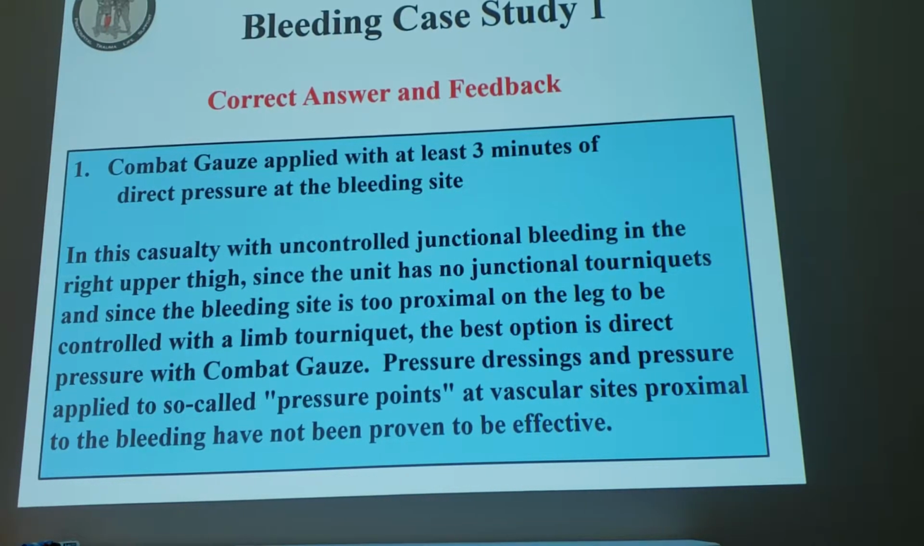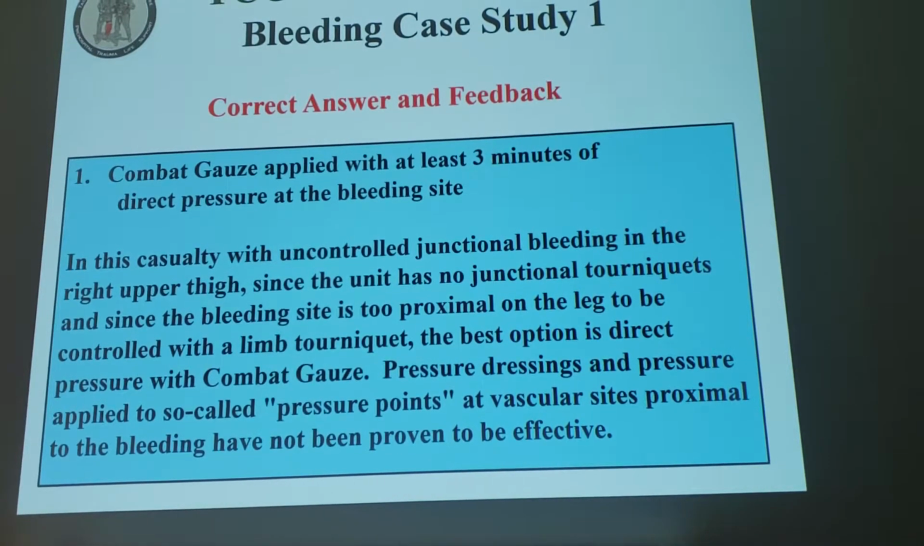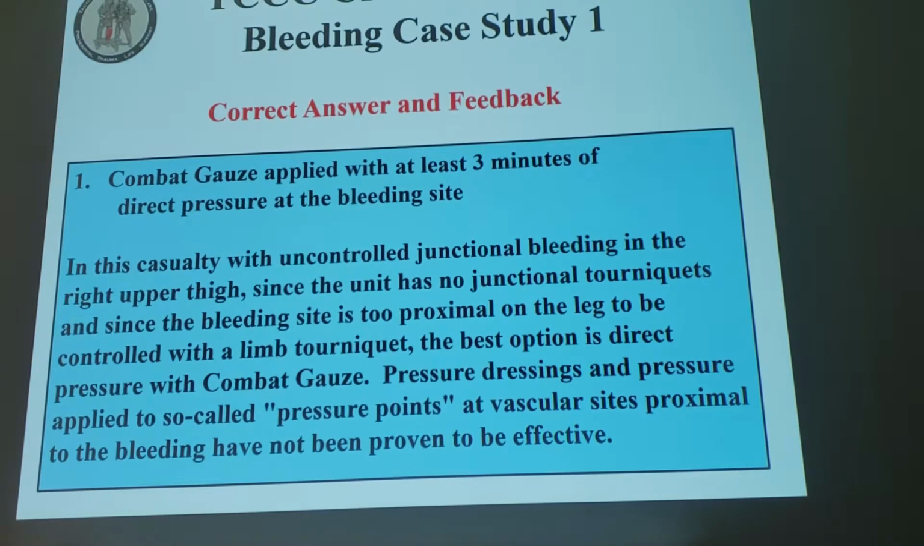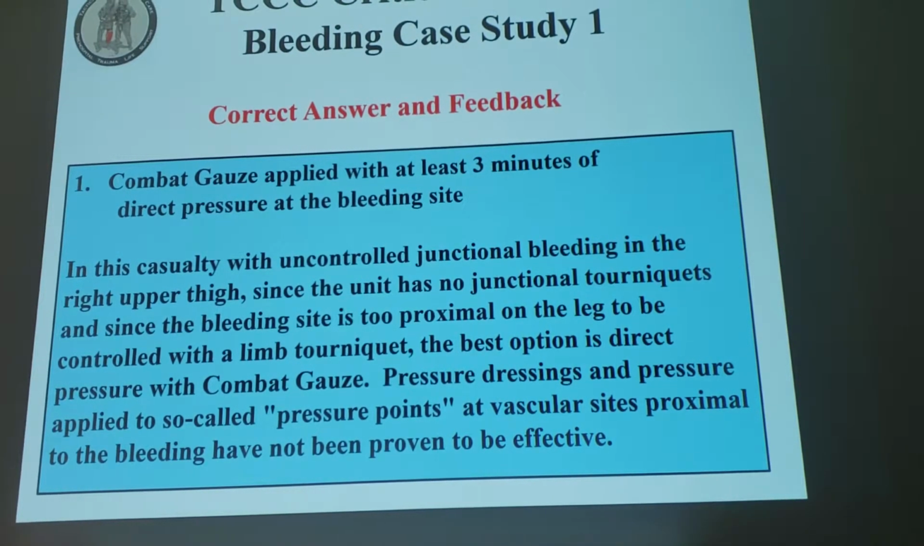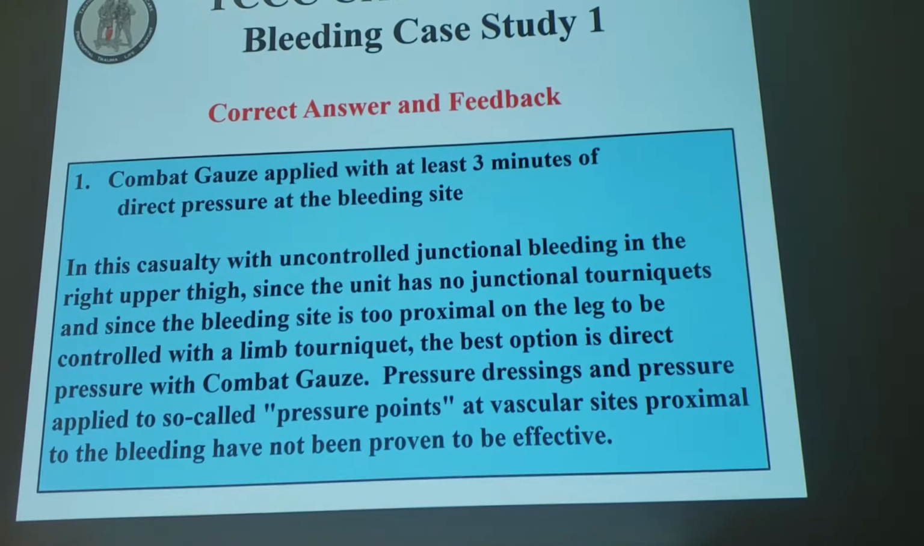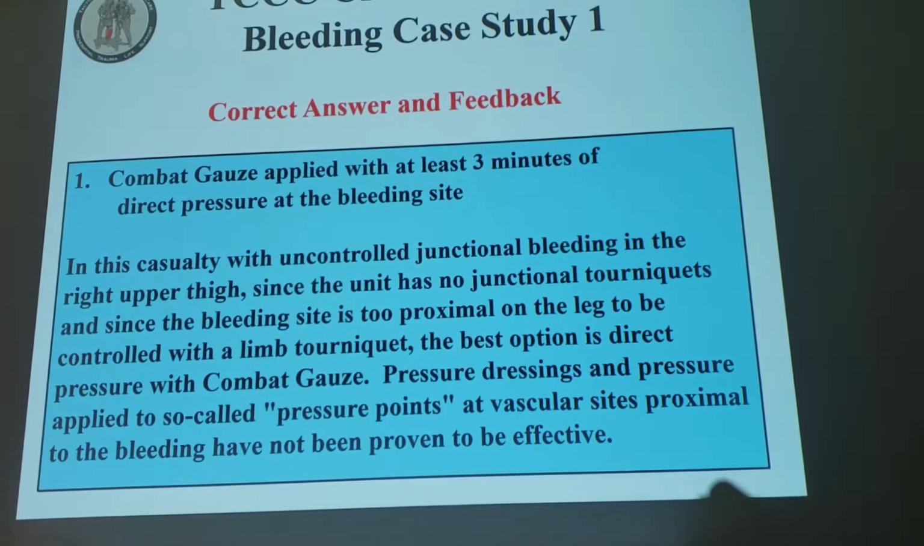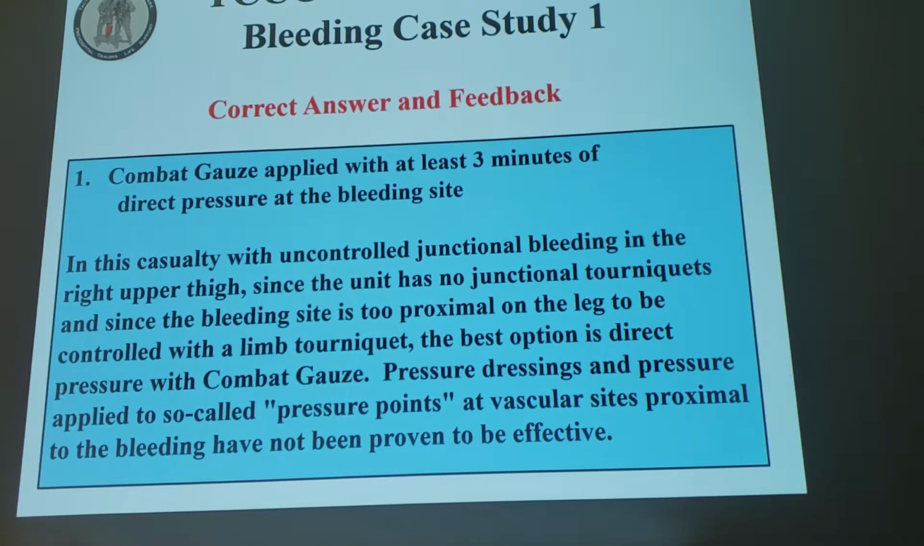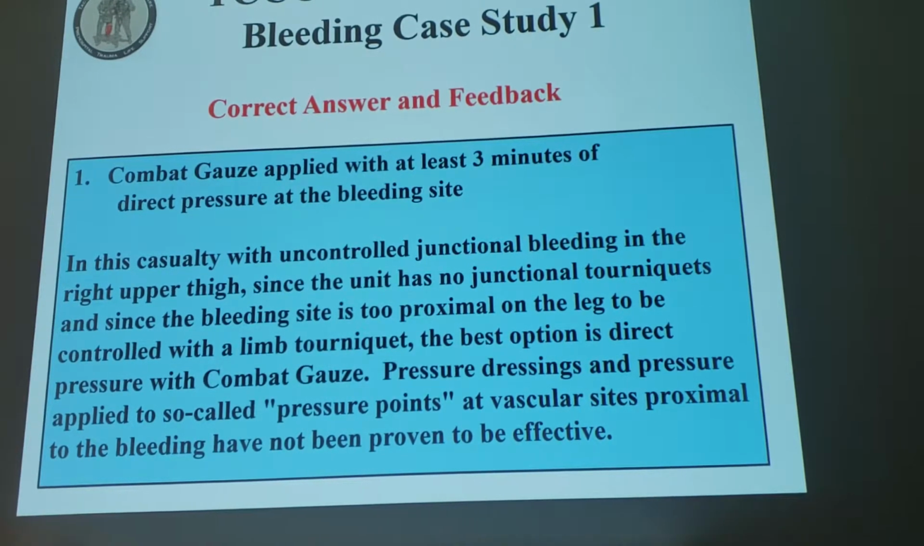Even me. Combat gauze applied with at least 3 minutes of direct pressure at the bleeding site. Okay, in this casualty with uncontrolled junctional bleeding in the right upper thigh, since the unit has no junctional tourniquets and since the bleeding site is too proximal on the leg to be controlled with a limb tourniquet, the best option is direct pressure with combat gauze. Pressure dressings and pressure applied to so-called pressure points at vascular sites proximal to the bleeding have not been proven to be effective.